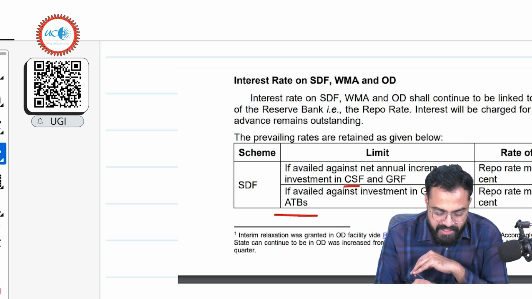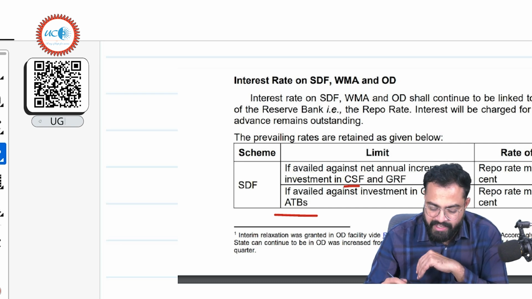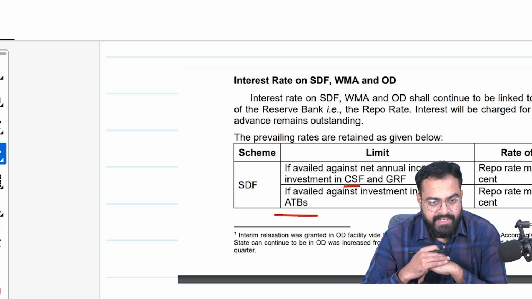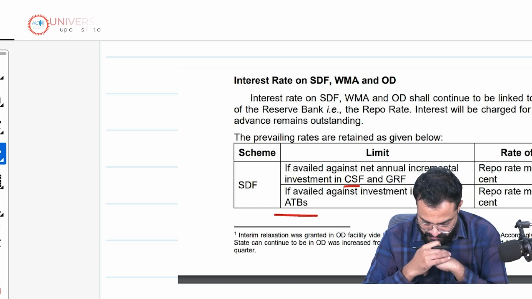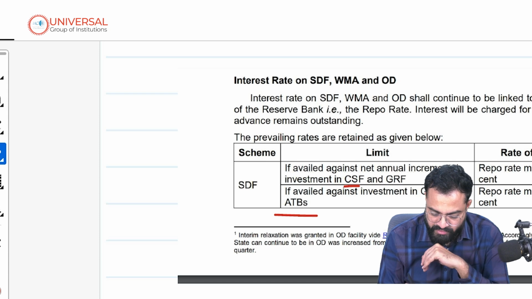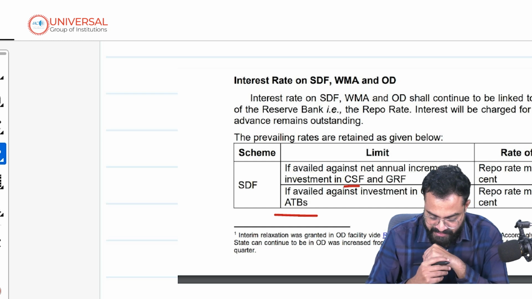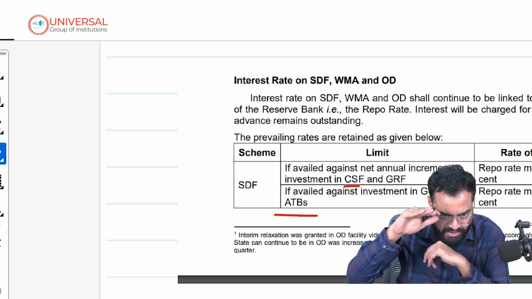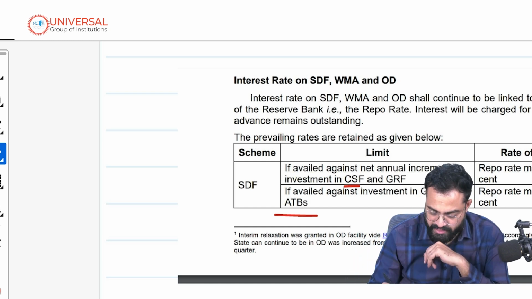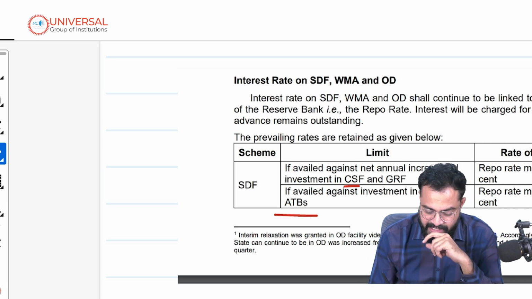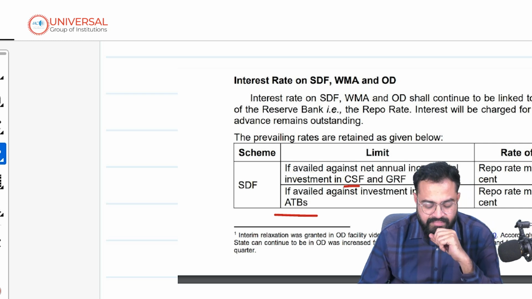And once the limit is reached, there is the normal WMA, where the interest rate is equal to the repo rate. If the amount outstanding is beyond 3 months from the date of drawing, it will be repo rate plus 1%. In case of the overdraft facility, that is once you reach the limit under the WMA, it will be the repo rate plus 2%. If it exceeds 100% of the WMA, then it will be repo rate plus 5%.